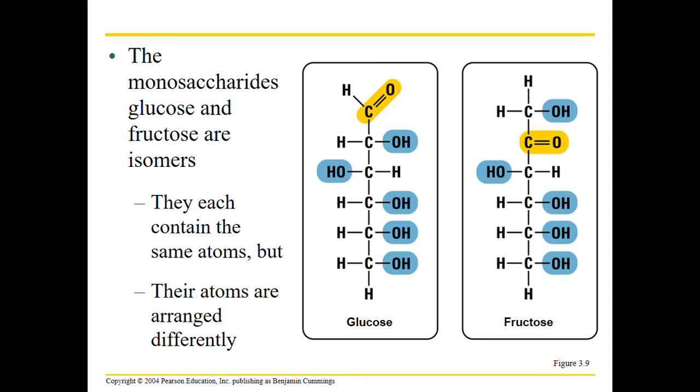Here we have glucose and fructose. They're called isomers, basically because they each contain the same atoms, but the atoms are arranged differently. You'll see the double bond with the carbon is up here, and in a different place right here. But they have the same amount of hydrogens, oxygens, and carbons, just different placement. For example, the first carbon has a double bond in glucose, and the second carbon has a double bond in fructose. So again, isomers have the same formula, but the atoms are in a different arrangement.